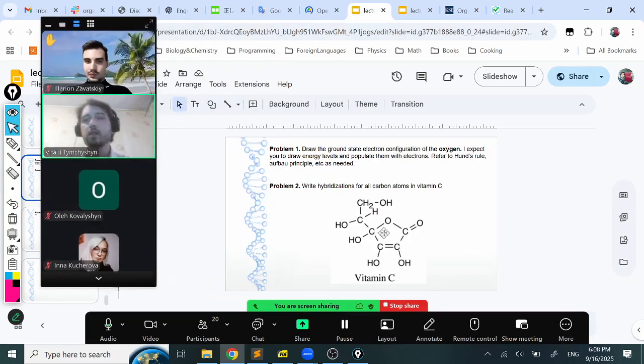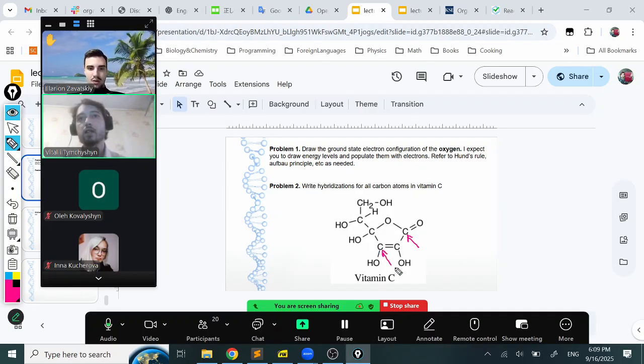Okay, so this was the problem. What I just wanted is somehow designate what is the hybridization of each of these carbon atoms. However you do that, it doesn't really matter. It should be understandable that you treat this carbon atom as sp something hybridized, and this carbon atom as sp something else hybridized, and so on.